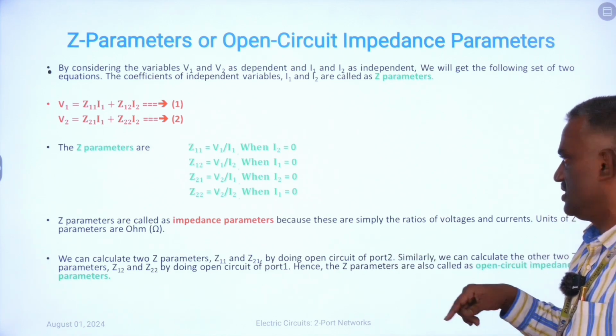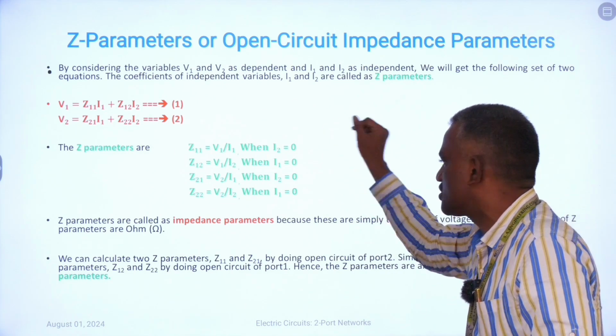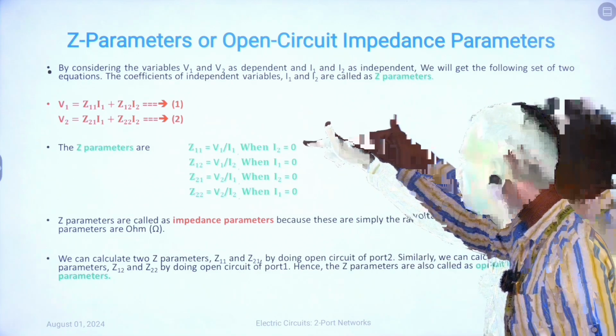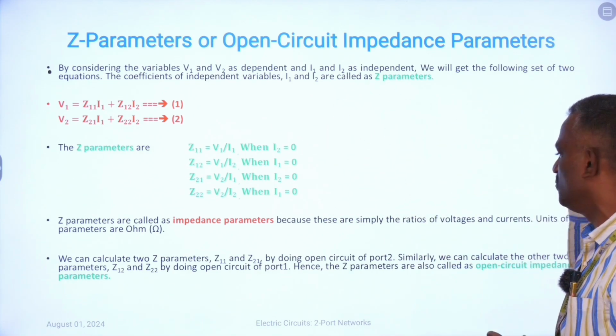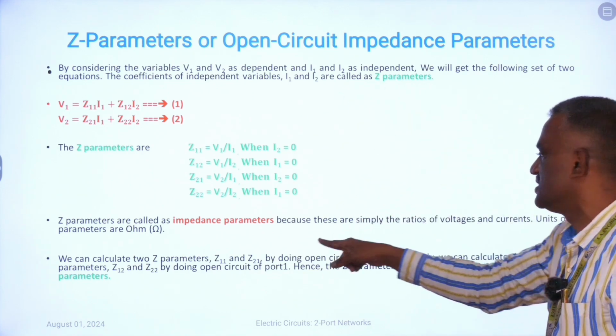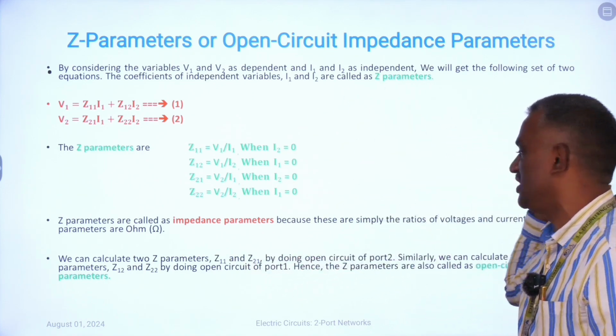That is what it means: I will take equation number 1 and then equation number 3. Okay, in both the cases I2 is 0. In open circuit, current will be 0. 2 stands for port 2. Okay, that's what is given here. That's why the name.